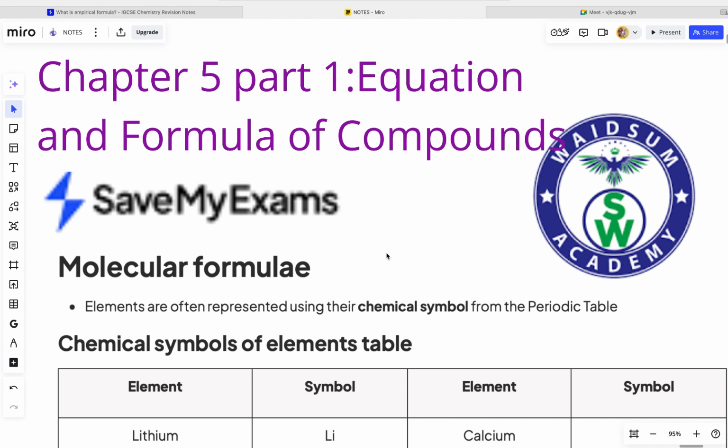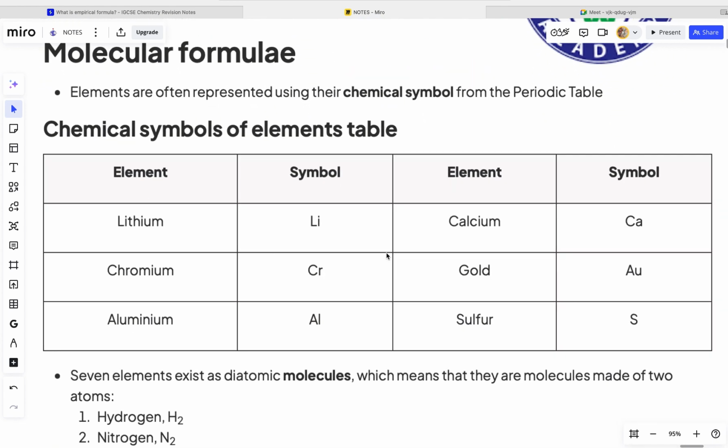The first one is the molecular formula. First, we want to look at how elements are usually represented with chemical symbols. You write sodium as Na because its native name is natrium. Lithium is Li. Chromium is Cr. Gold is Au. Hydrogen is H.